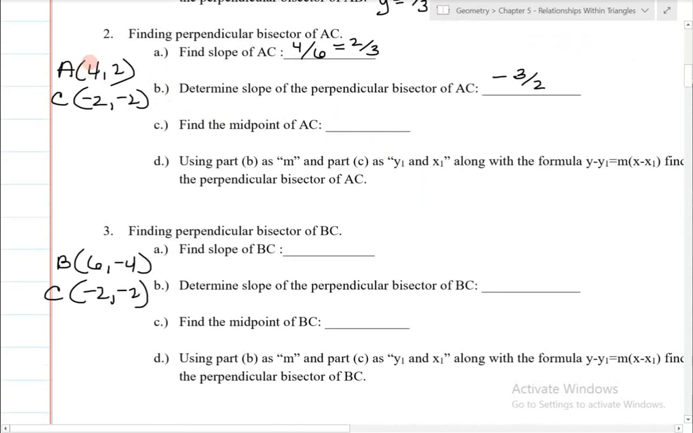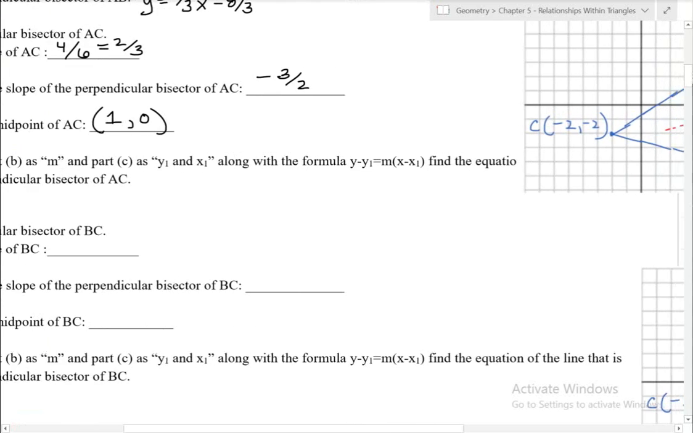Well, finding the midpoint of AC, we're now going to add these two numbers and divide by 2. So if I add those, I get 2. Divide by 2, I get 1. And I'm going to add these two numbers, gives me 0. Divided by 2 gives me 0. So 1, 0 should be the midpoint.